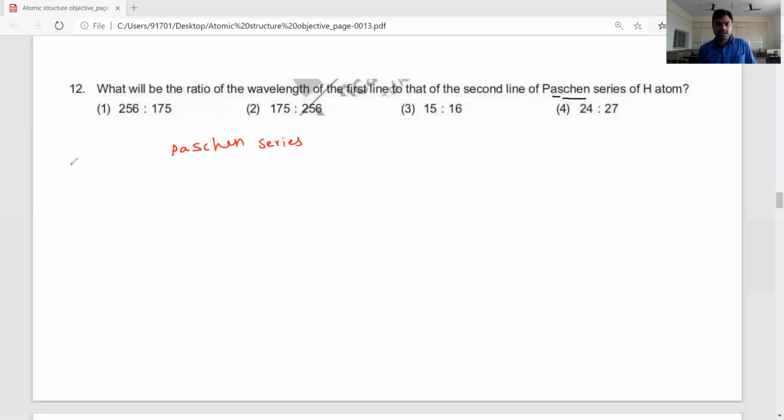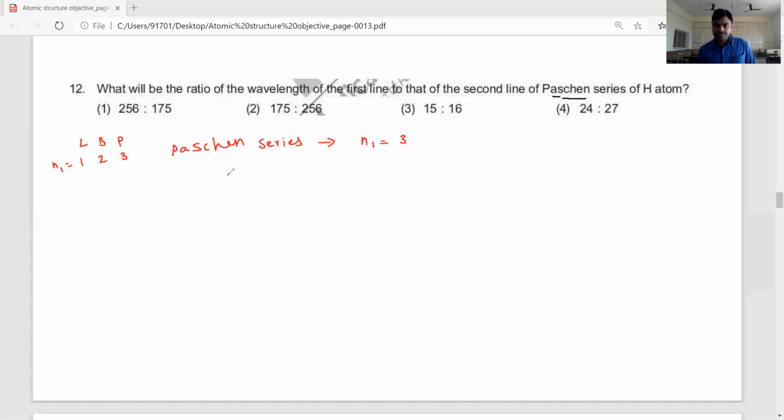Paschen series means Lyman series, Balmer series, next Paschen series. Here for Lyman series n1 is equal to 1, for Balmer series n1 is equal to 2, and for Paschen series n1 is equal to 3. Okay, it is very clear. For hydrogen spectral lines, the lower energy level is always fixed. For Paschen series n1 is equal to 3, it is fixed, so you have to keep it in your mind.